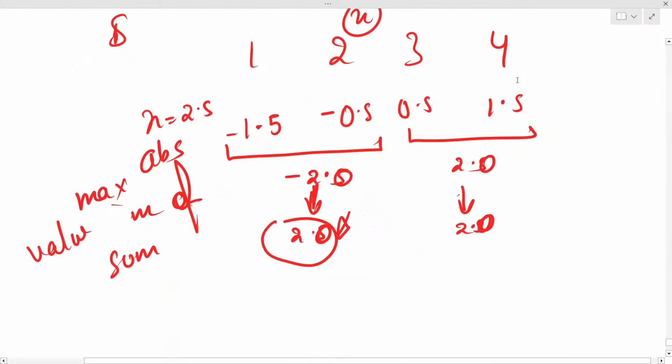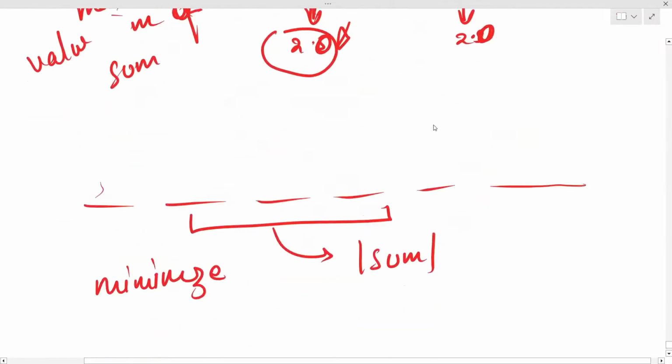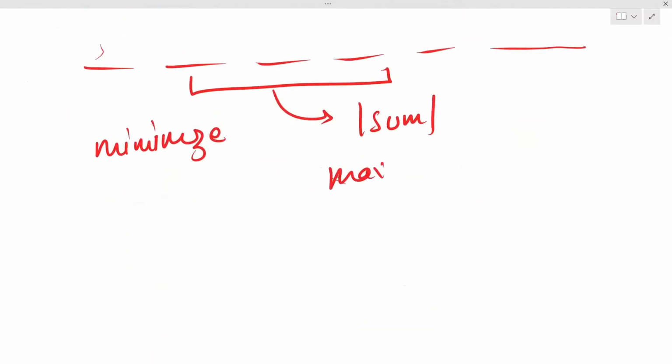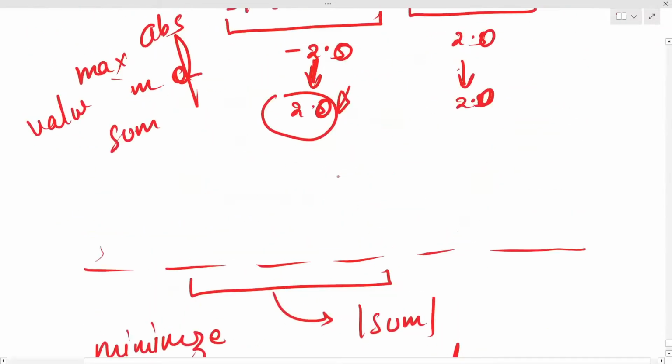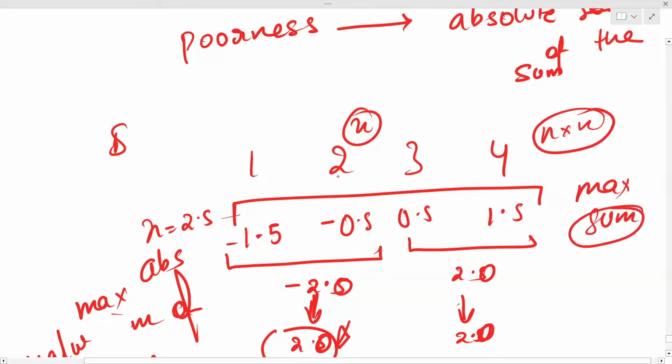So yeah, this is also one of those problems. Since poorness is defined as the maximum sum of any segment, there are n into n segments here. Out of those n into n segments, you have to pick the segment which gives you the maximum sum, and eventually you have to minimize this maximum sum.